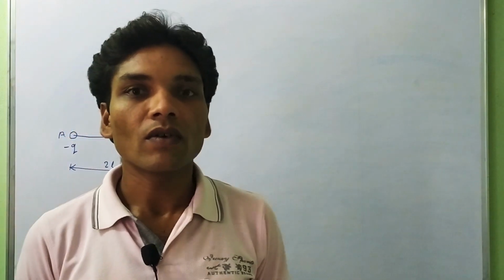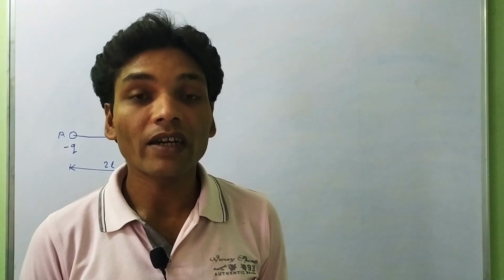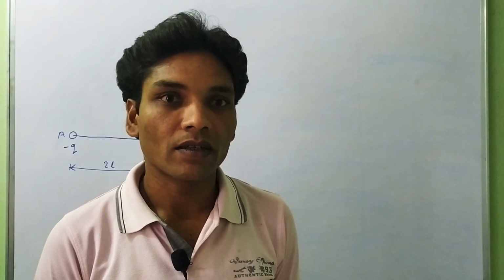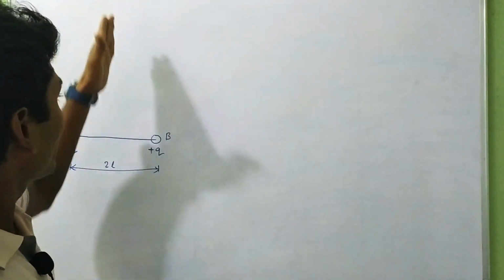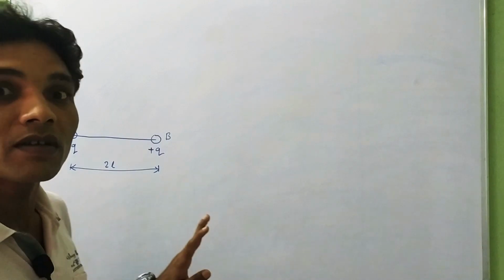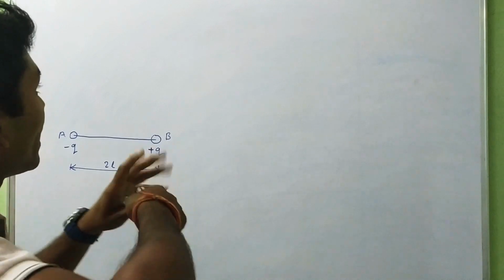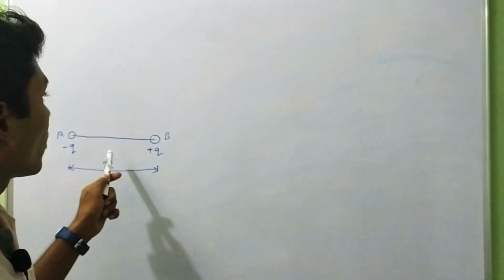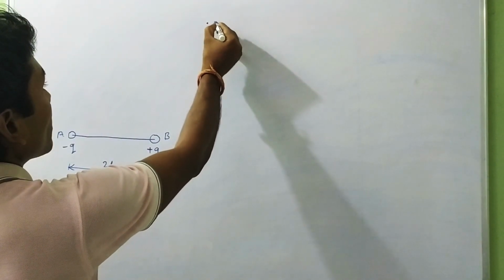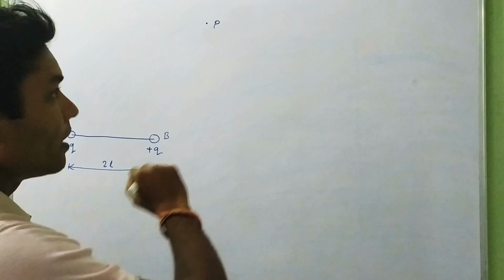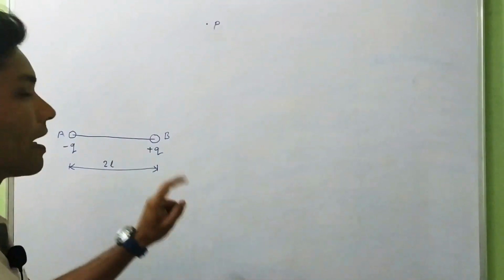Students, in this video, we have to calculate the electric potential due to an electric dipole at any point, neither along the axis of the dipole nor at the broadside on position or equatorial position of the dipole. We have to find any point inside the electric field of this electric dipole. Let this point be P, and now we have to find the electric potential at point P due to this electric dipole.